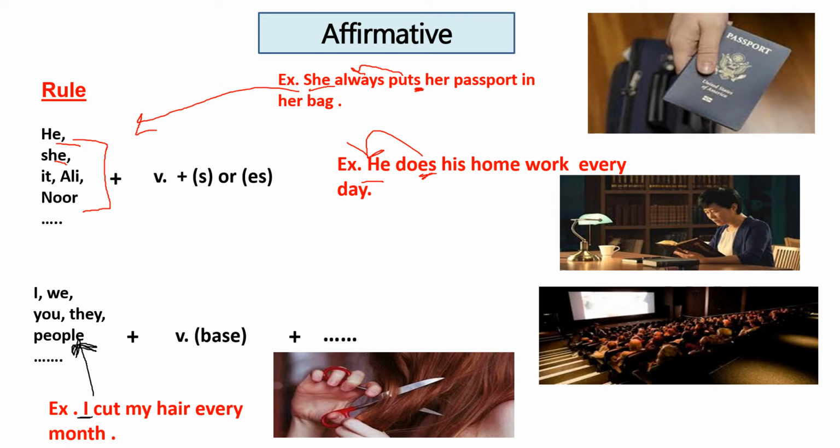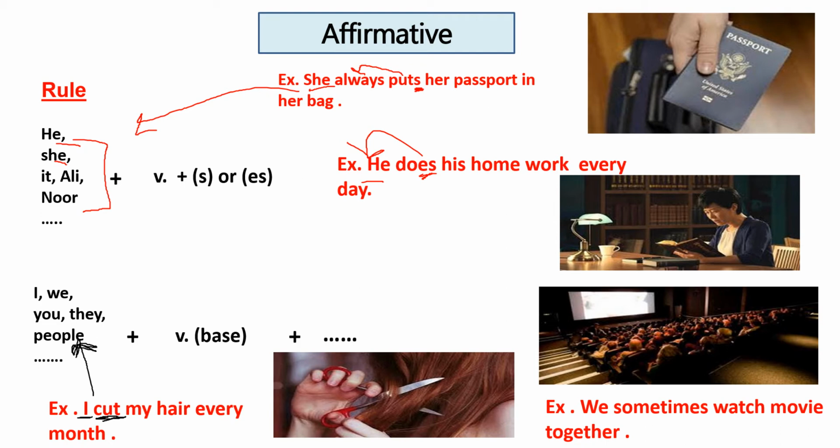لذلك ما راح أخلي للفعل S. Base راح يبقى مجرد cut. Cut مثل ما هو. ليش؟ لأن عندي I. بينما لو عندي واحد من هاي الضمائر أخلي له S أو ES. بس ما دام عندي I يبقى الفعل مجرد. I cut my hair every month. This is habit.